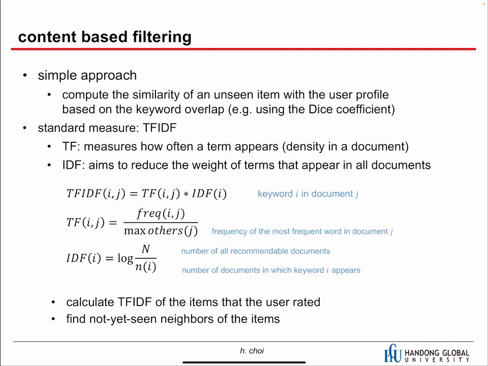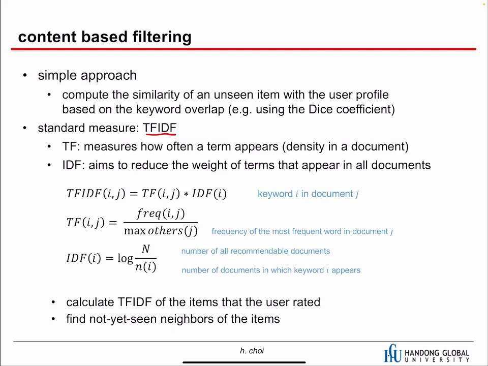Okay, simple approach. We have to compute the similarity of an unseen item with the user profile, based on the keyword overlap, if it is an article. And the standard measure is TF-IDF. That is the standard, traditional measure. Recently we can use something better, but TF-IDF is a traditional, simple approach that is working well.